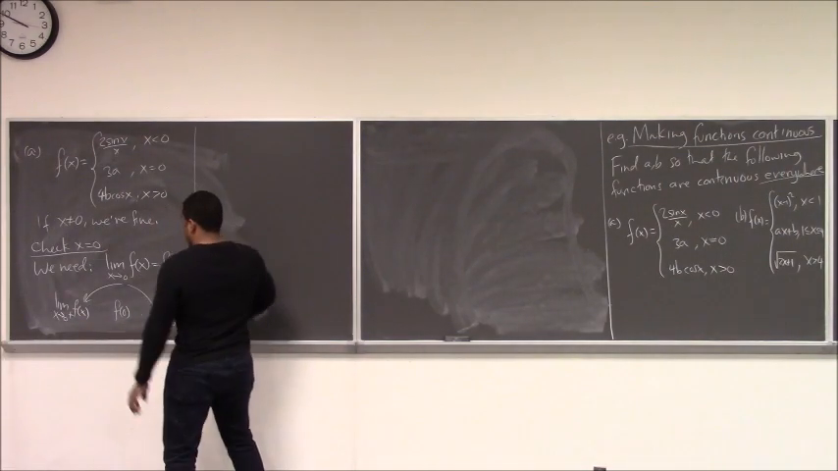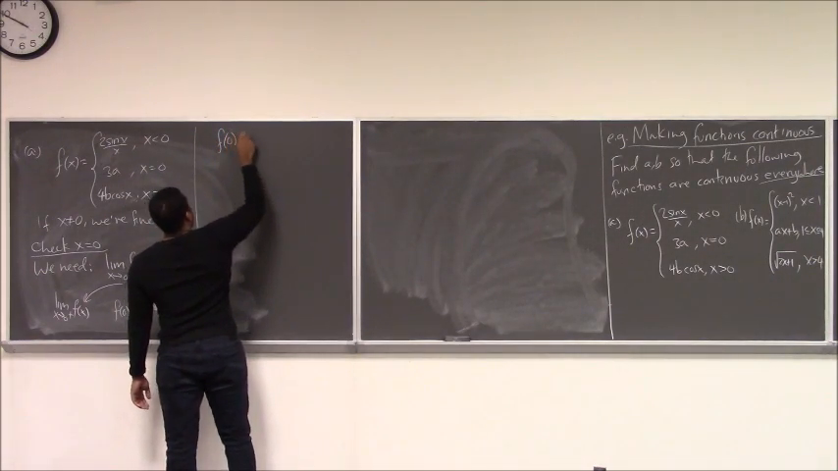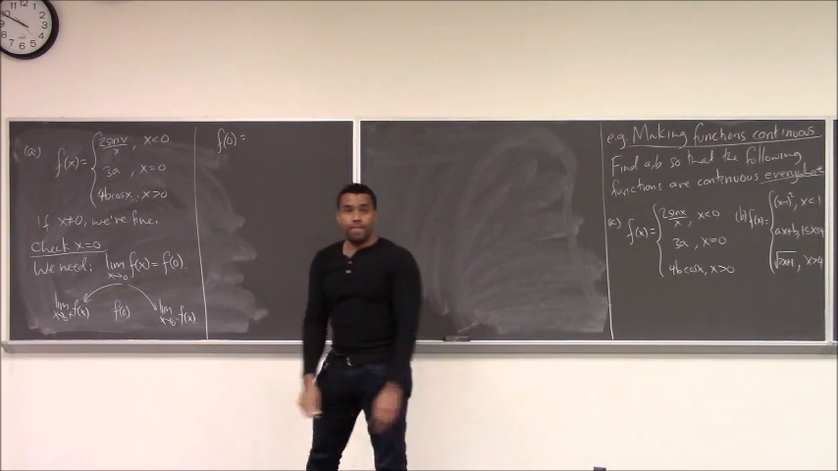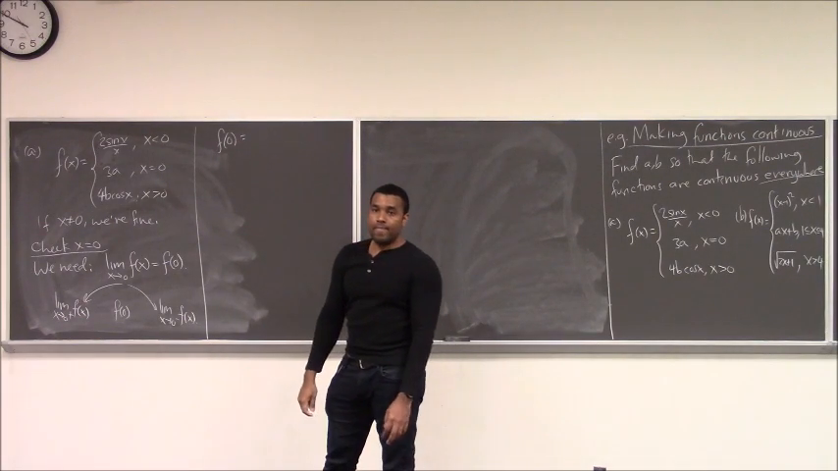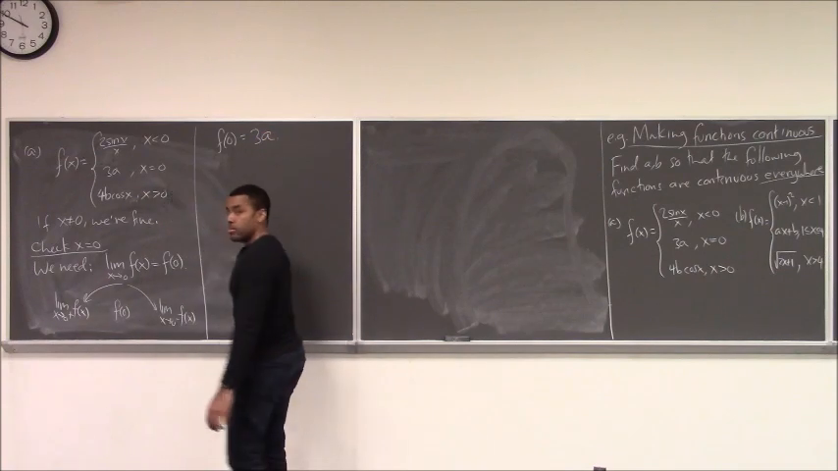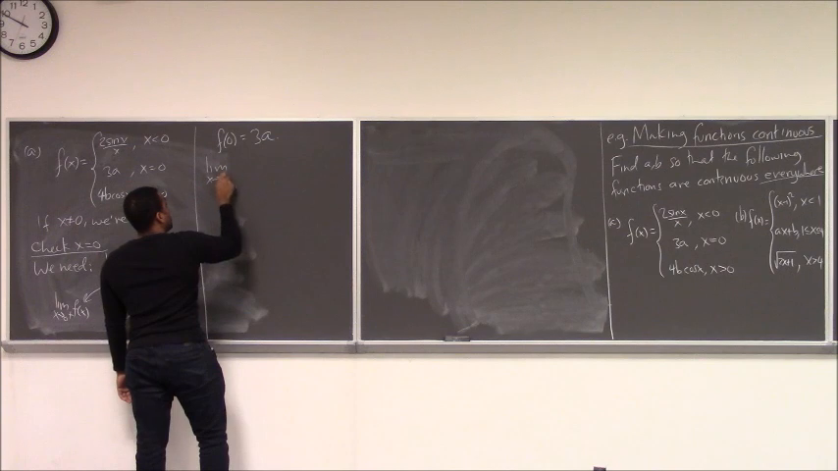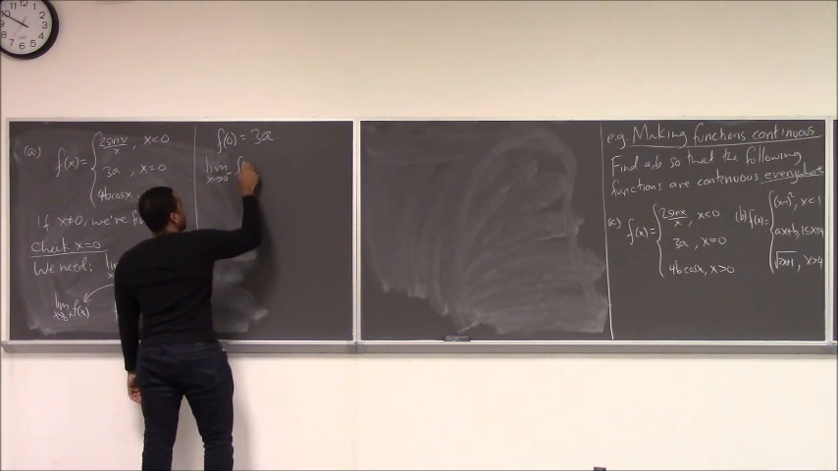Okay. So let's start with f of zero. What is f of zero? It's just 3a. It's a constant. Okay, not much we can do there. Let's start with the left. What is the limit as x approaches zero from the left of f of x?